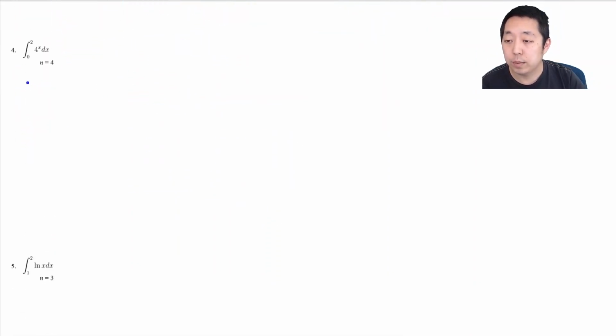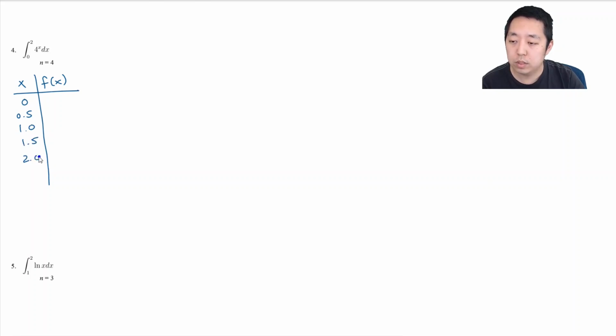Same thing here. We're going to set up our table. Now the interval is 2 and n is 4, so that means each rectangle is going to have a width of 0.5. So 4 to the 0 is 1. 4 to the 0.5 is the square root of 4, which is 2. 4 to the 1 is 4. 4 to the 1.5 would be 8. And then 4 squared is 16.